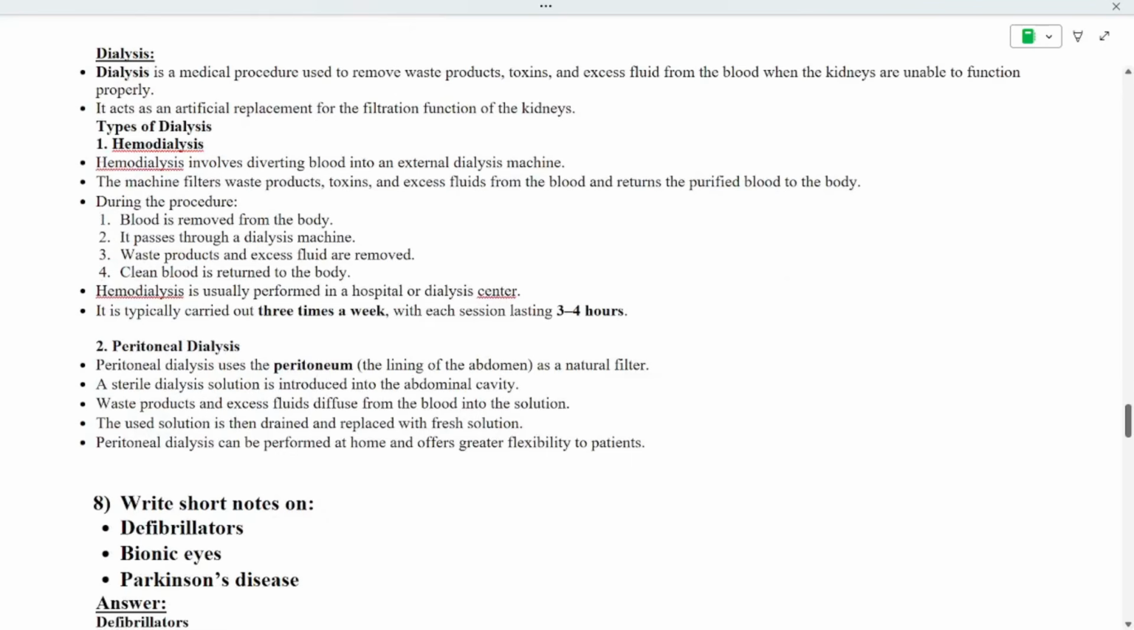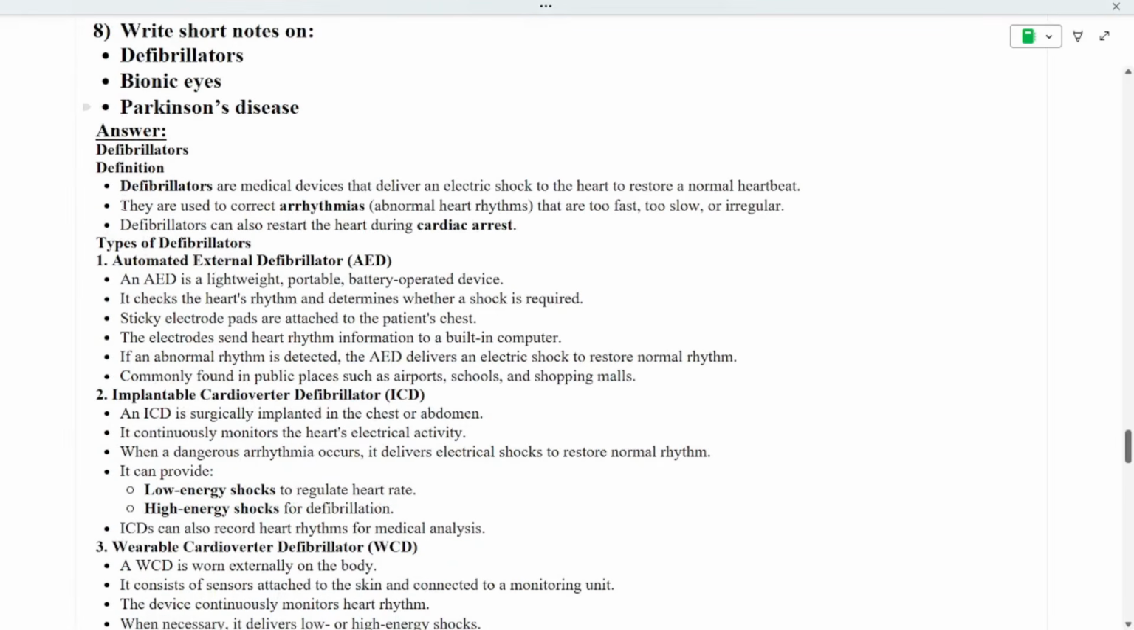Dialysis is a medical procedure used to remove waste products, toxins and excess fluids from the body when the kidneys are unable to function properly. Types are hemodialysis and peritoneal dialysis. Next, you can see defibrillators, bionic eyes and Parkinson's disease.